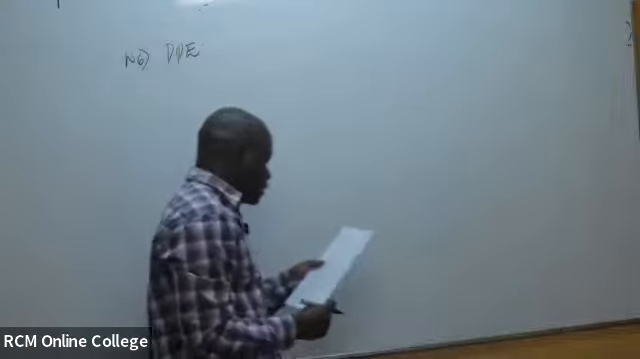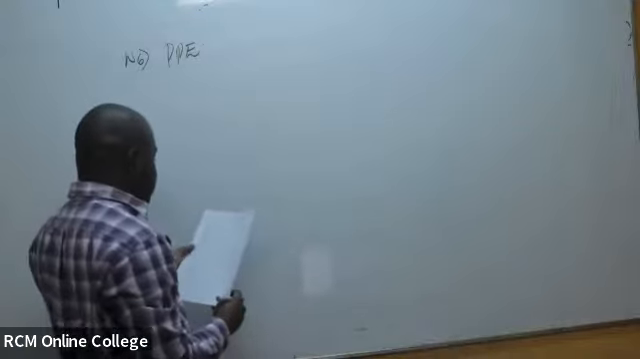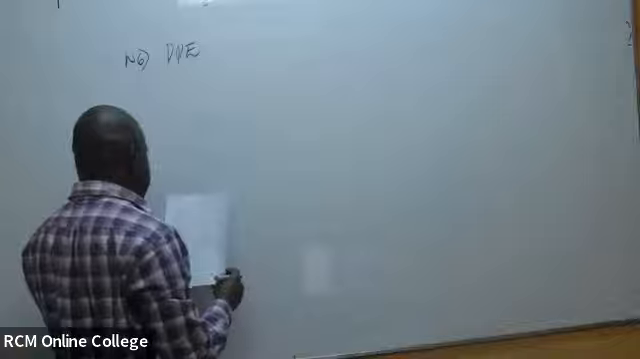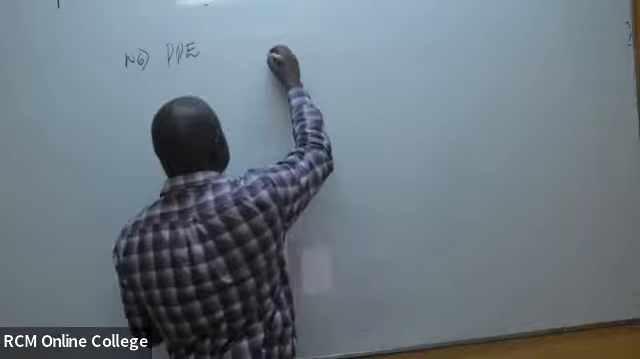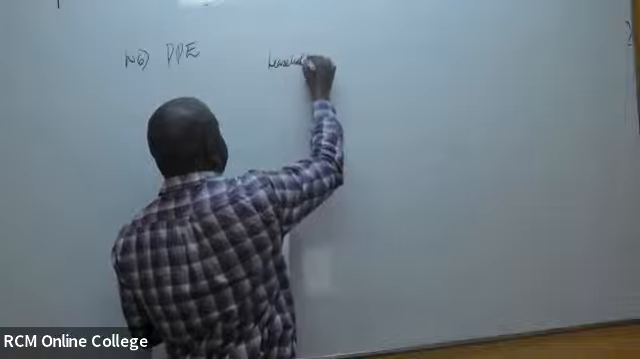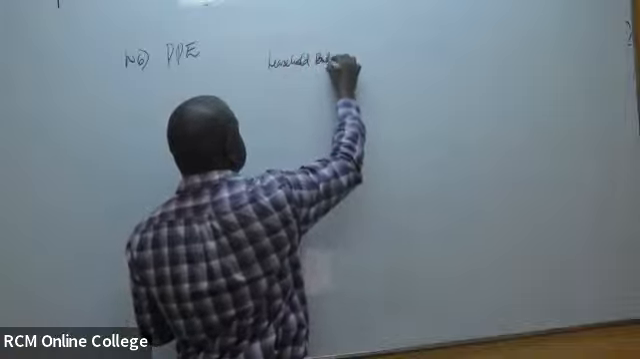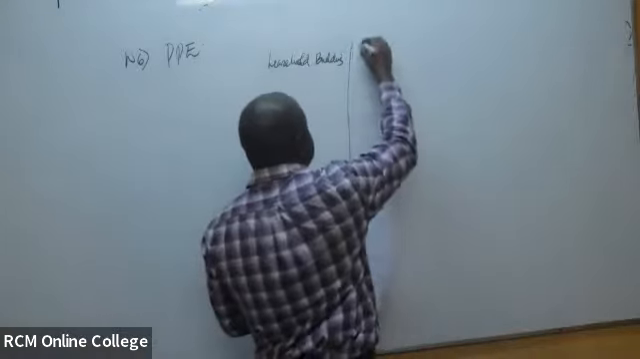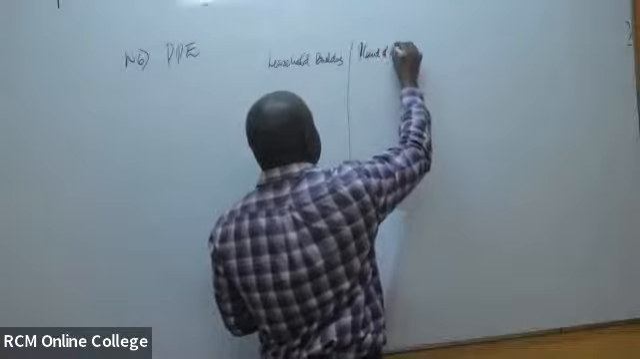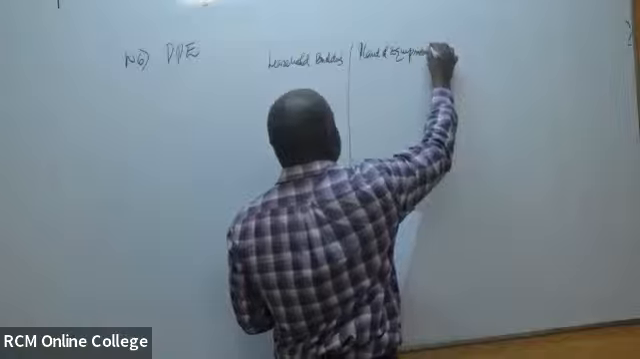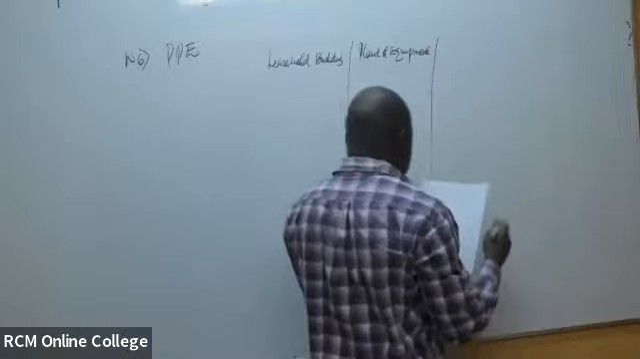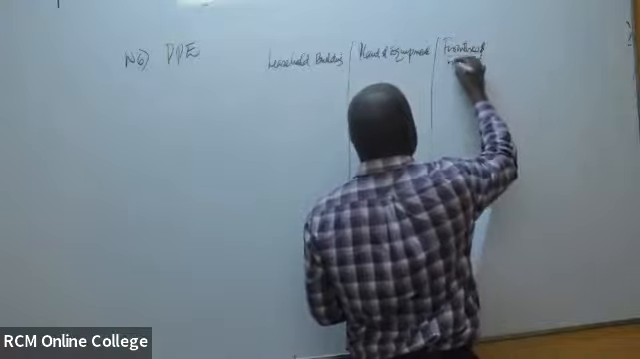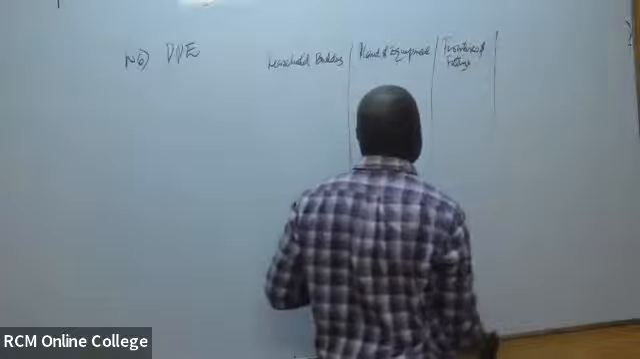So if you look at the items we have as property, plant, and equipment, we have leasehold building, we have plant and equipment, we have furniture and fittings. So we can do this working: leasehold building, that is one of the items. Then we have plant and equipment. Then we have furniture and fittings.